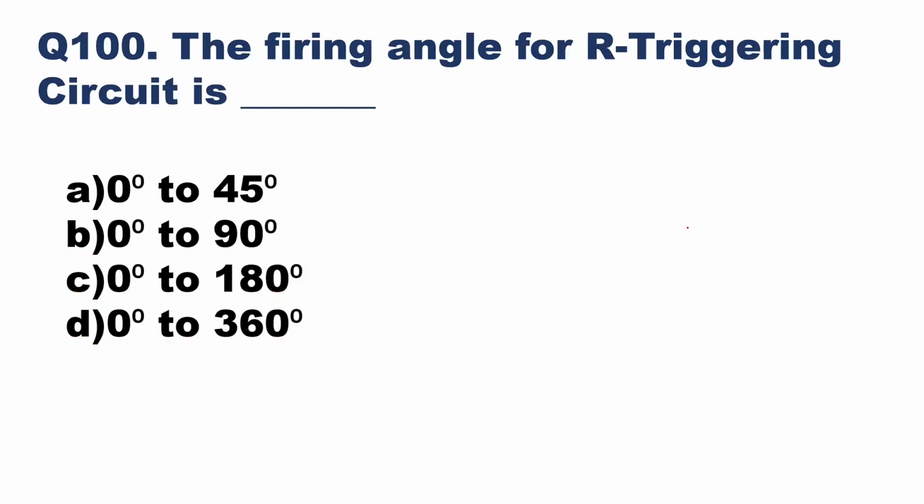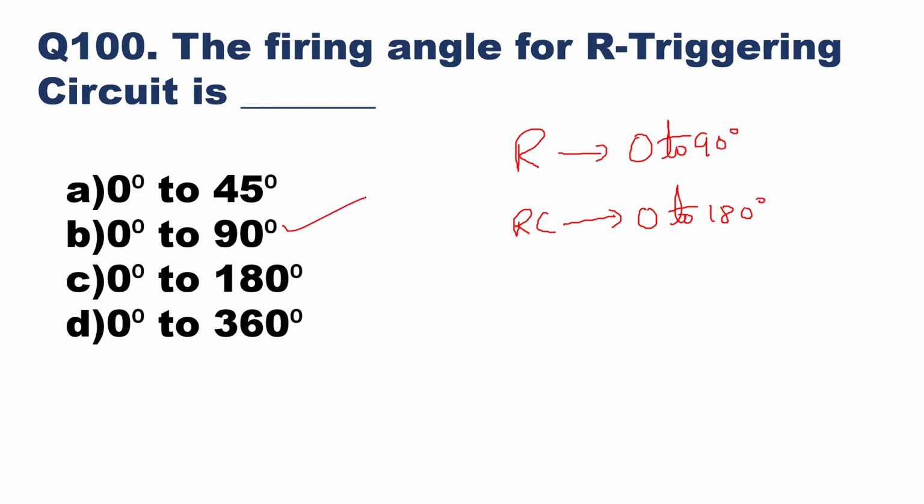Then we'll go to the next question, question number 100. The firing angle for R triggering circuit. So when we studied triggering circuits for SCRs, we studied R triggering and we also studied RC triggering. R triggering was able to give you the triggering angle option from 0 to 90 degrees, and RC gave you the option from 0 to 180 degrees. So here option B will be the right answer.